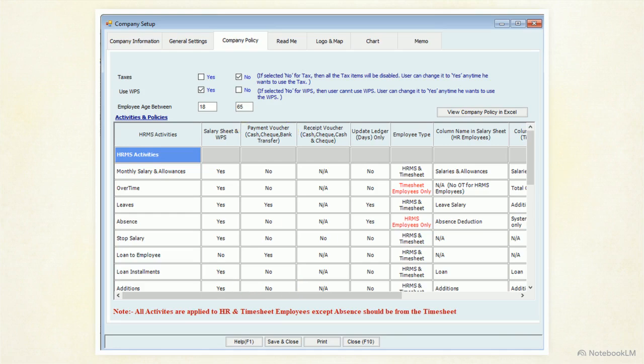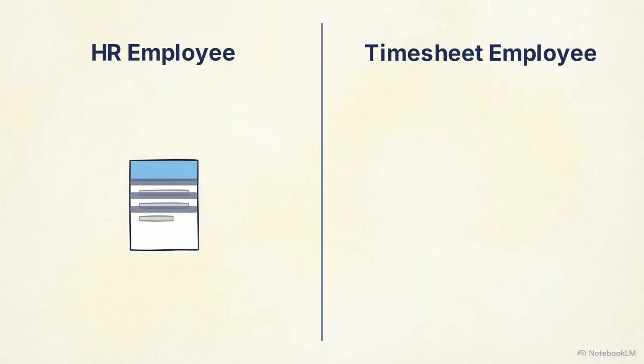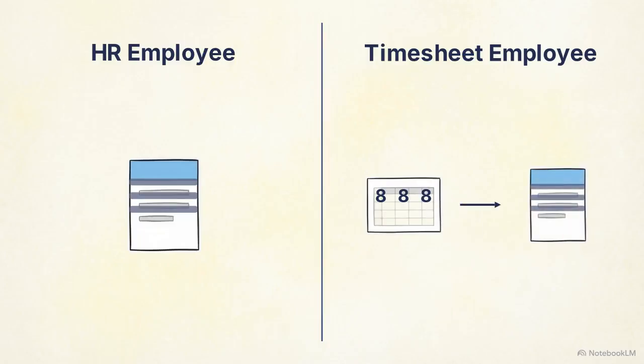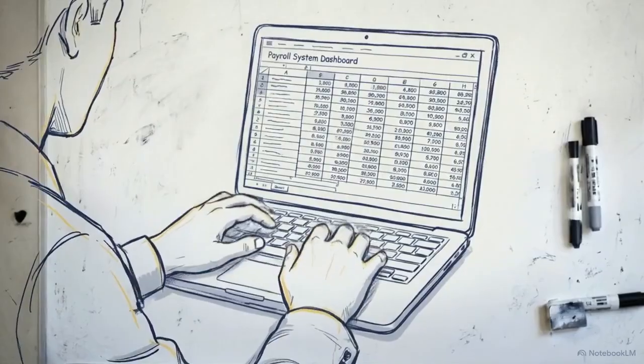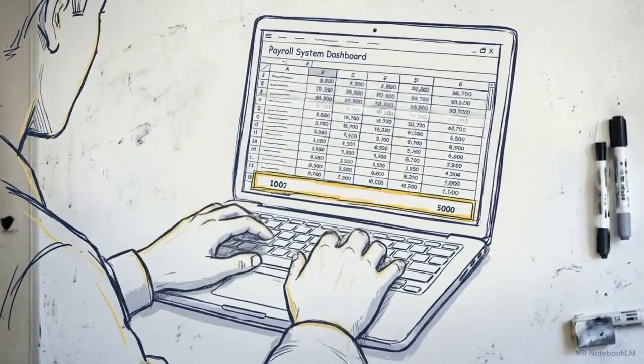It is also important to understand how employee types affect these payments. HR employees receive automatic salary generation based on the salary sheet. Timesheets employees, however, require manual data entry on their timesheets before any payment is triggered. This grid operates as the brain of your payroll system. Configuring it correctly ensures your financial compensation is seamless and automated.